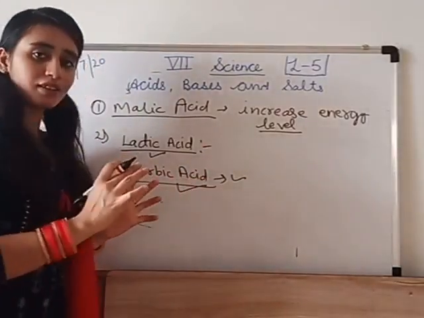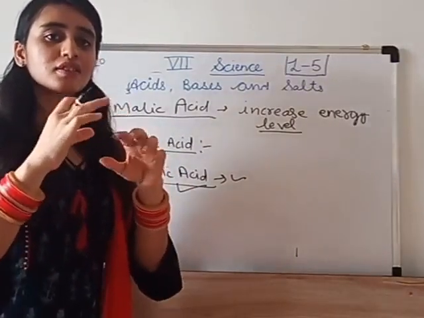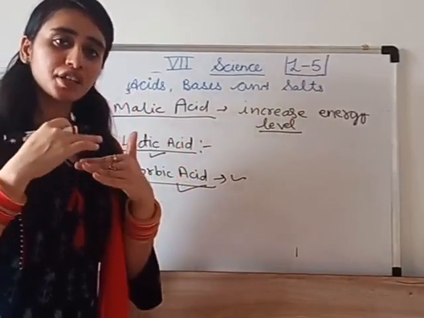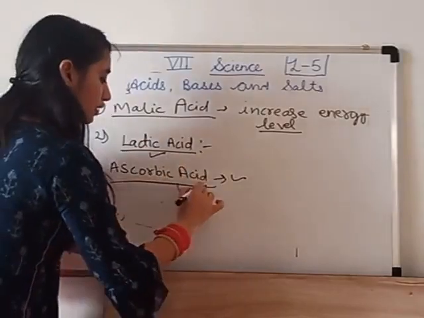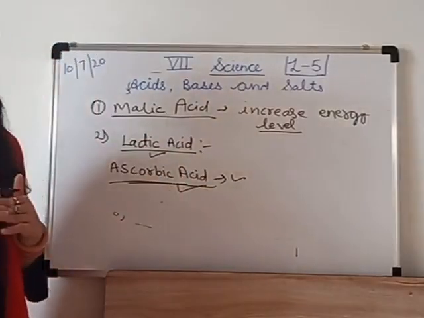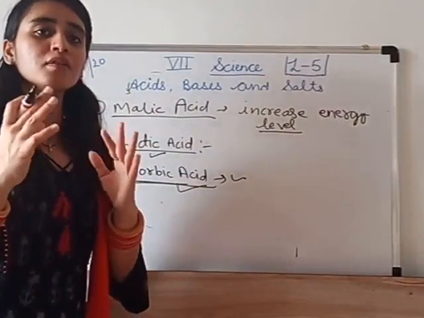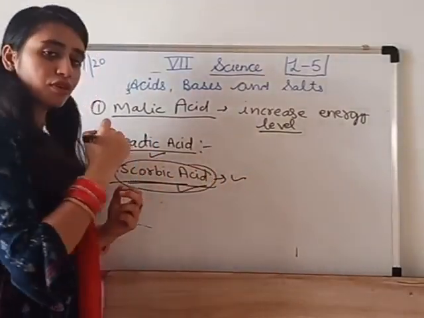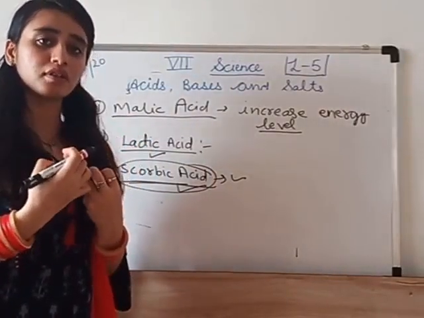This acid repairs our wounds. Means if we get hurt somewhere, ascorbic acid helps repair the tissues in our body. And it also helps in maintaining the bone strength. Okay, this acid is also maintaining the bone strength in our body.